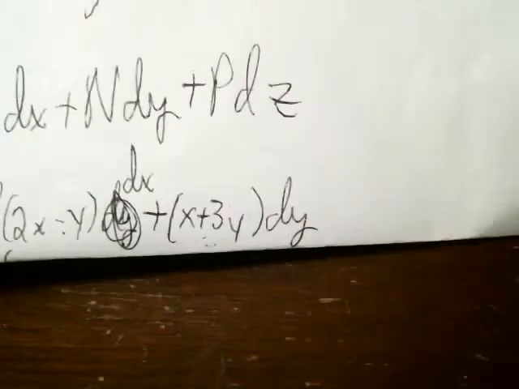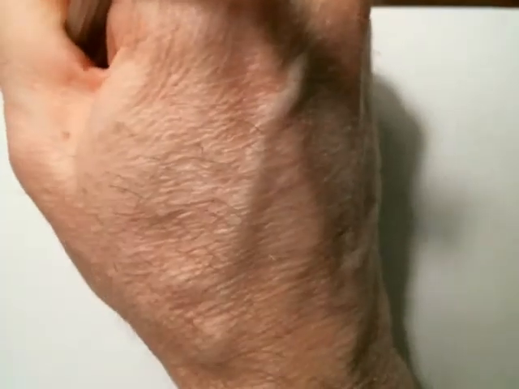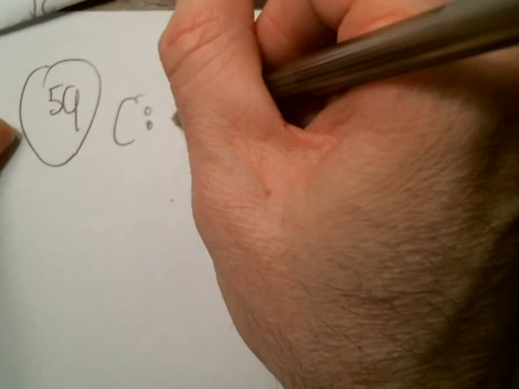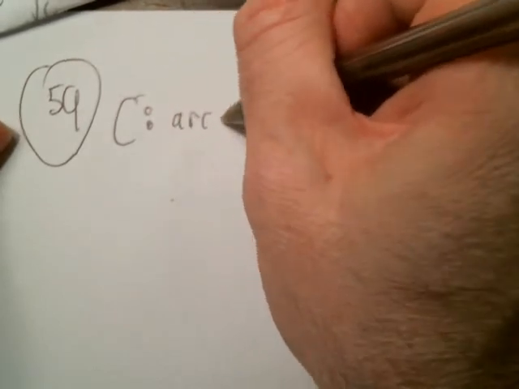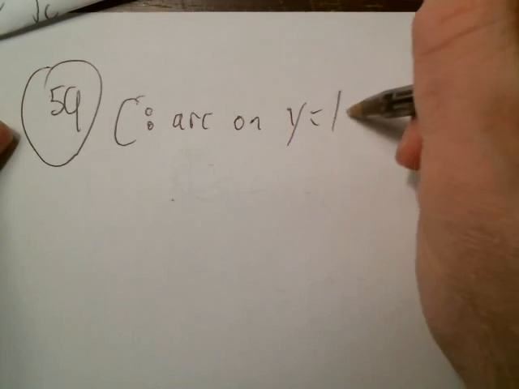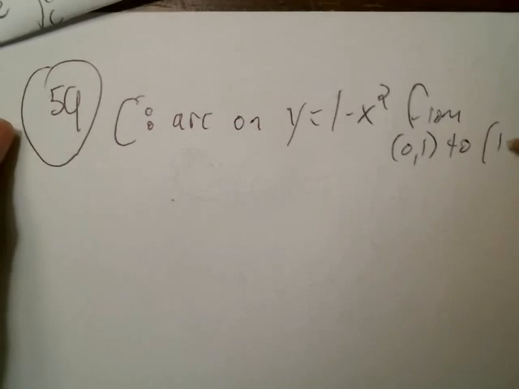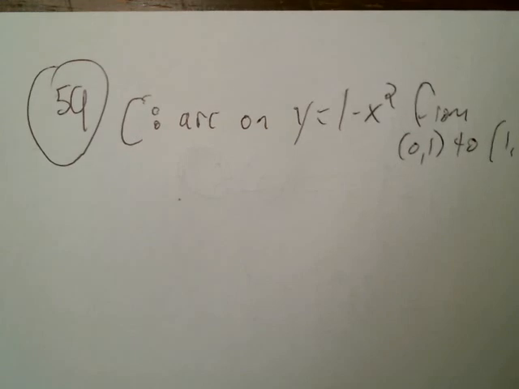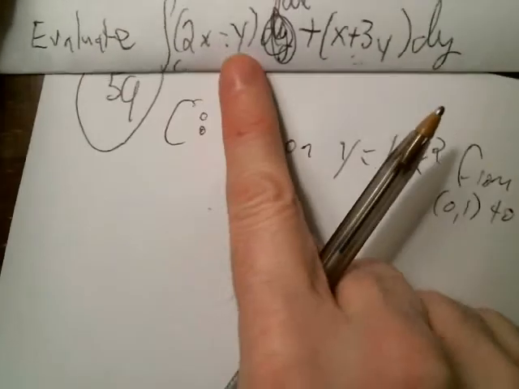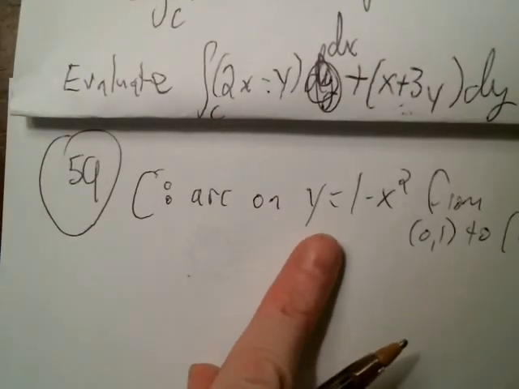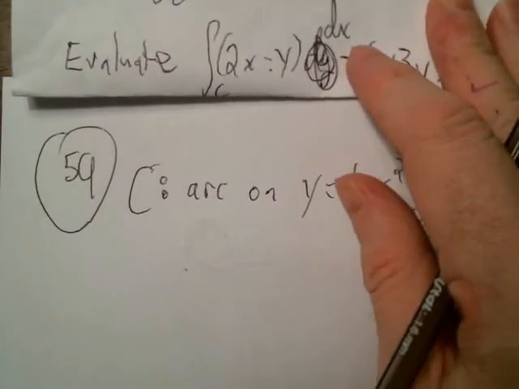Let's look at one more of these and then we'll call it quits. So 59. And the curve is the arc on y equals 1 minus x squared from (0, 1) to (1, 0). Okay. And we're still dealing with the same given integral. The thing about this is you can actually use x as a parameter, and sometimes that makes things a little bit easier.